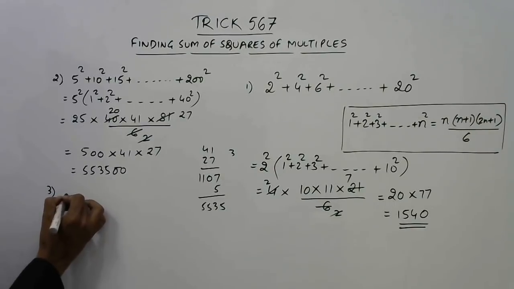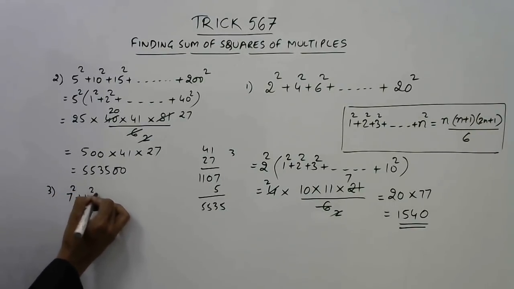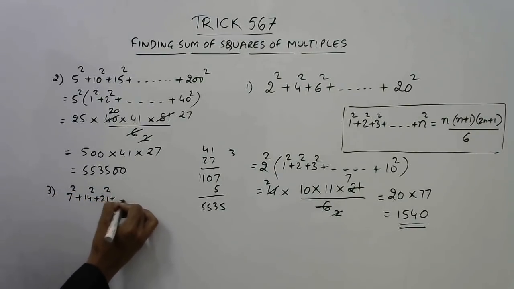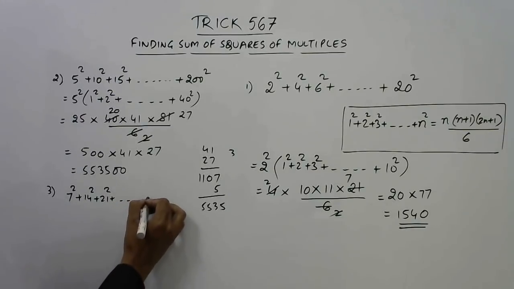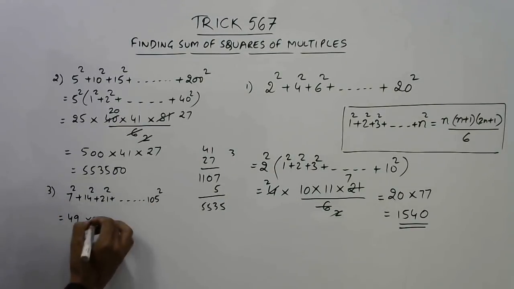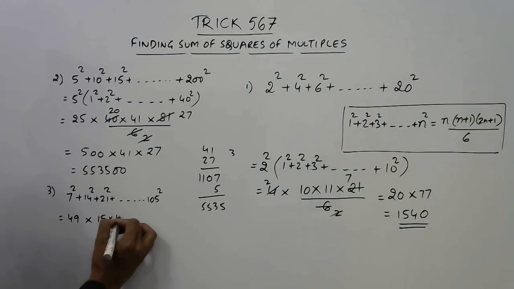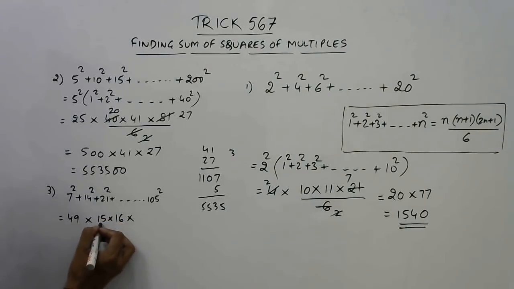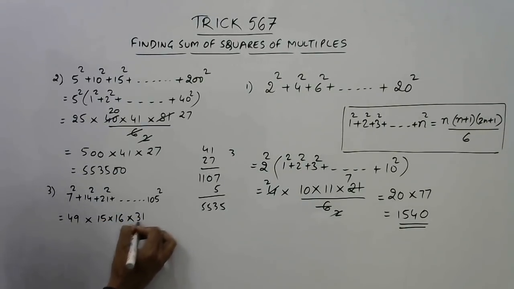Let's have multiples of 7. 7 square, 14 square, 21 square up to, say, 105 square. Now see, 7 square, 49, into, now how many multiples are there? Just divide this by 7. This will give you 15. So we have 15 multiples. So 15 into its successor 16. Double of 15 is 30 plus 1, 31, by 6.